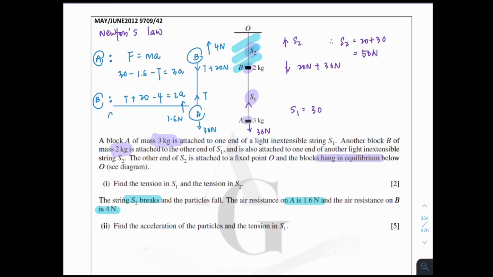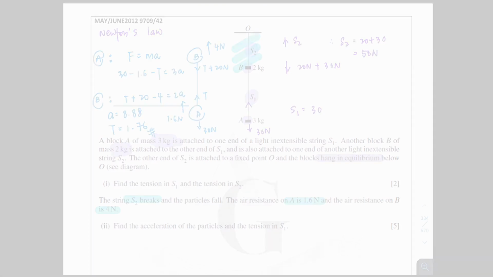The value of a should be equal to 8.88, and T is equal to 1.76. That's how we solve this question.